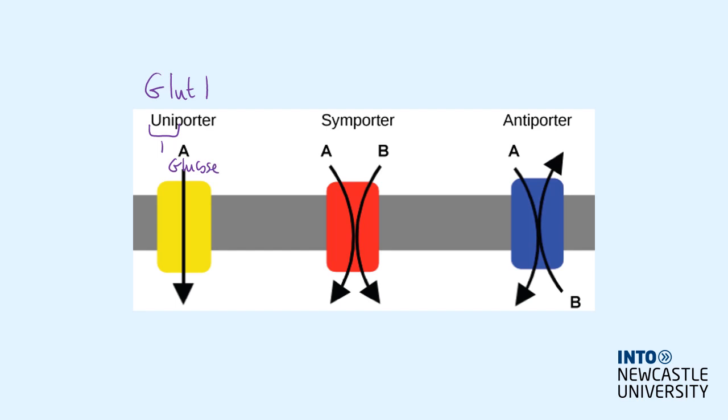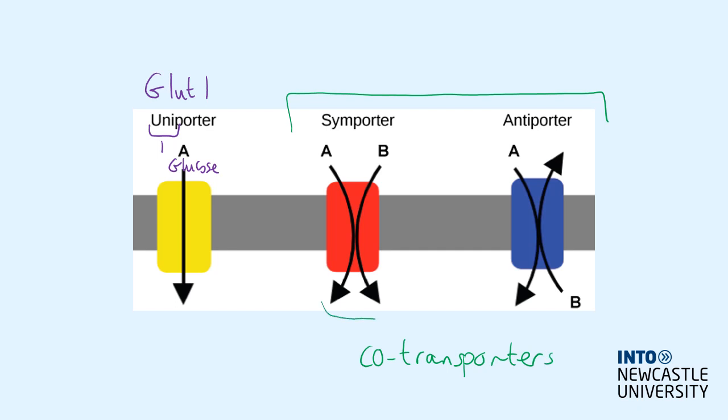When we look at active transport in our next session, we will be seeing examples of symporters and antiporters. These are co-transporters. What this means is they carry two materials at once, either in the same direction as a symporter or in opposite directions as an antiporter. But that's something to look forward to next time.